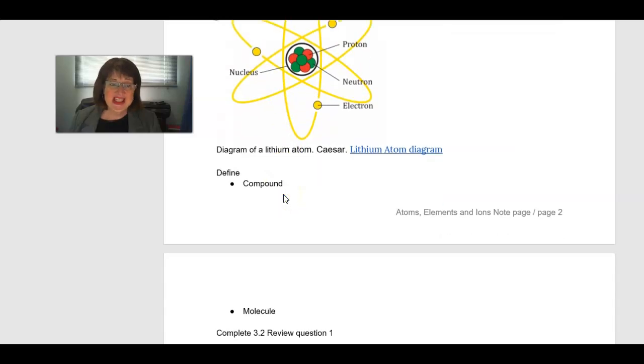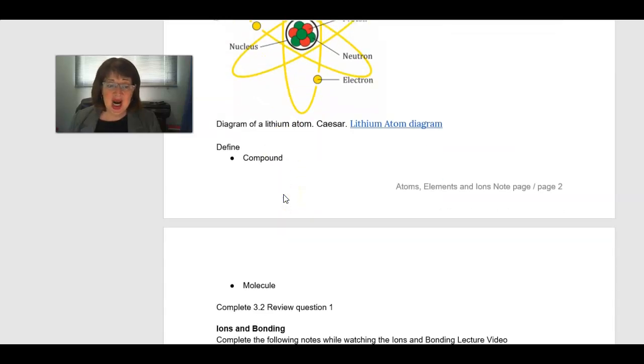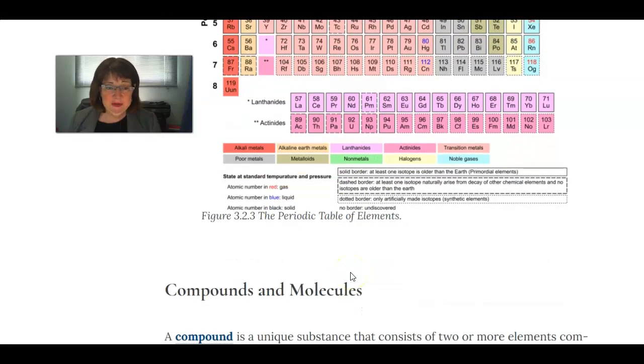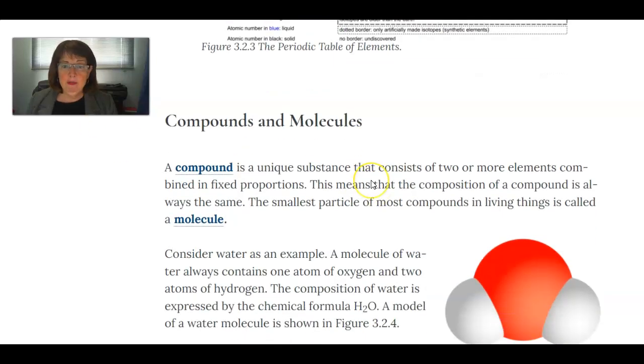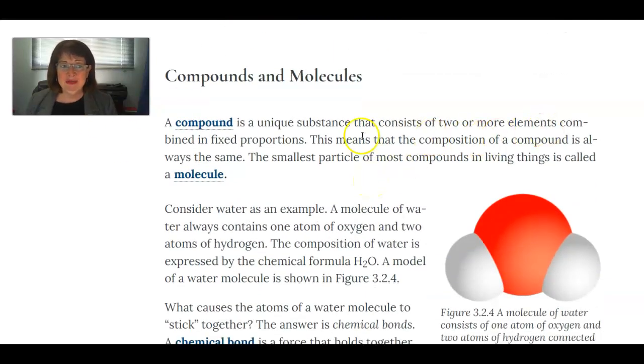Okay, next, what's the difference between a compound and a molecule? That is our last little bit of this chapter. So when we look at compounds, compounds are two or more elements uniquely combined, and the smallest particle of compounds is called a molecule. And you can actually have molecules of elements too, but a molecule is just a mixture.